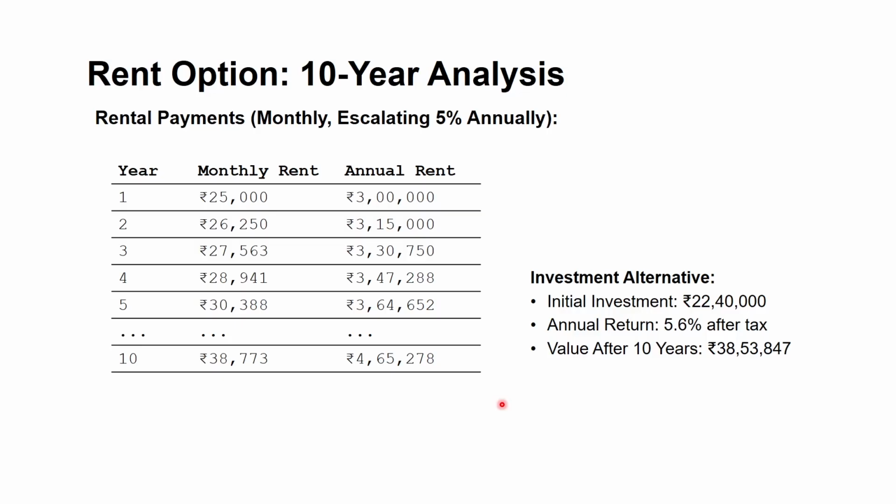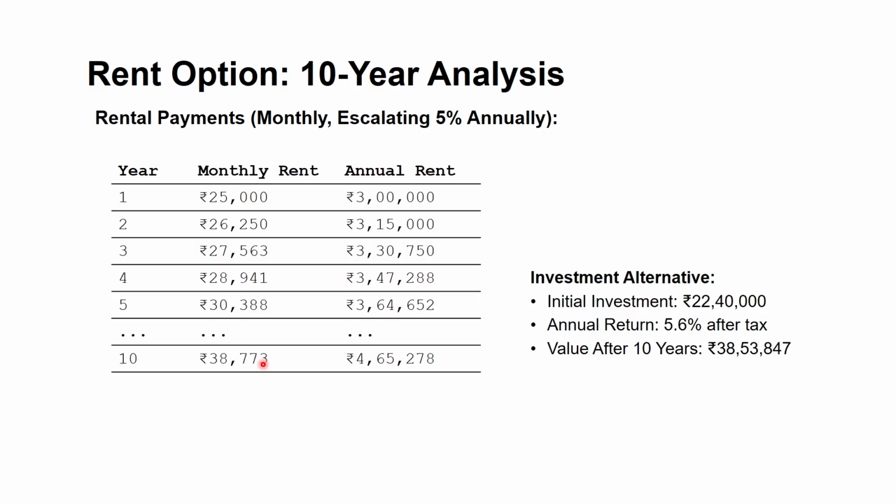So, we now go to the rent option, we analyze that also. The rent option involves two primary components, rental payment and investment opportunity analysis. Rental payment begins at 25,000 monthly but escalates annually. Year 2 increases to 26,250 rupees, year 3 to 27,563 and so forth. By year 10 monthly rent reaches 38,773 rupees, a 55% increase over the decade. Total rent payment over 10 years sums to approximately 37.8 lakhs. However, for fair comparison, we must calculate the present value of these payments using our 10% discount rate.